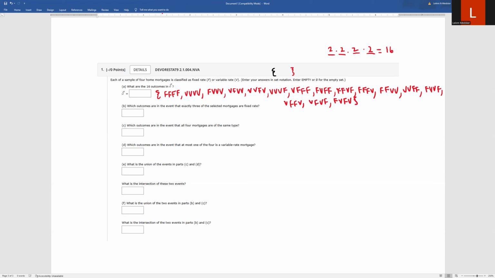Now, for each of these, we're going to be making subsets. So it says which outcomes are in the event that exactly 3 of the ones are fixed. So exactly 3 being fixed, remember, are 3 F's.